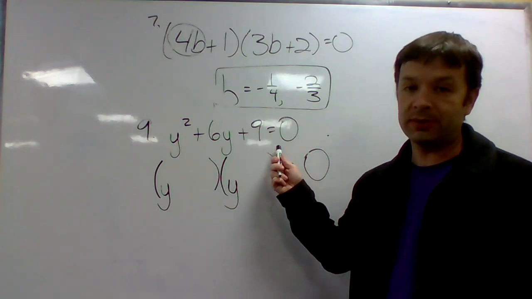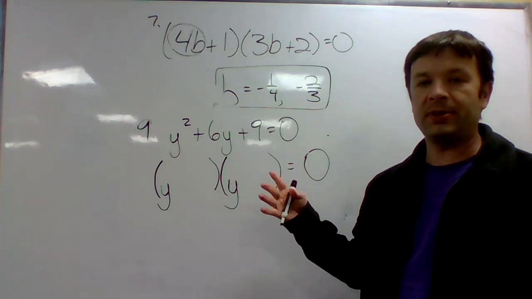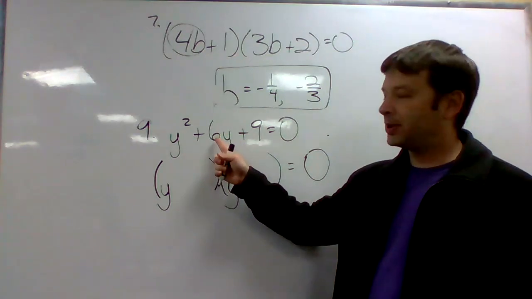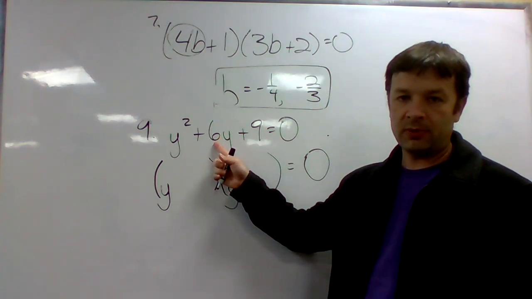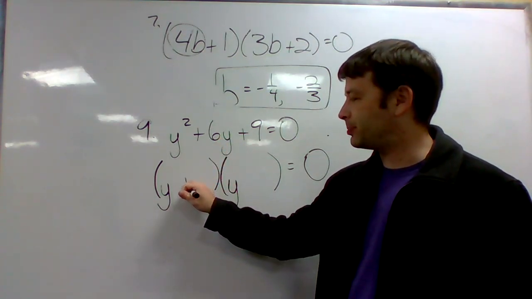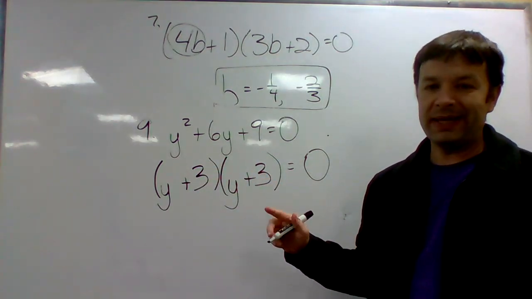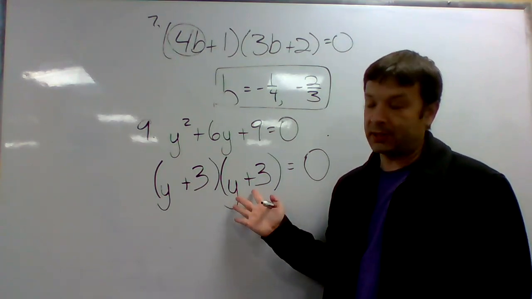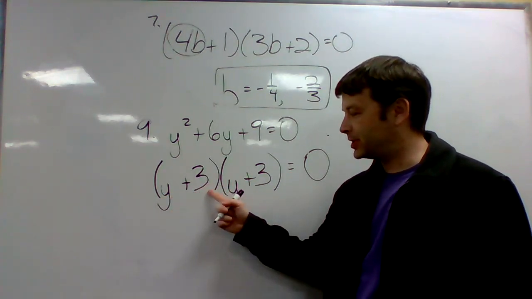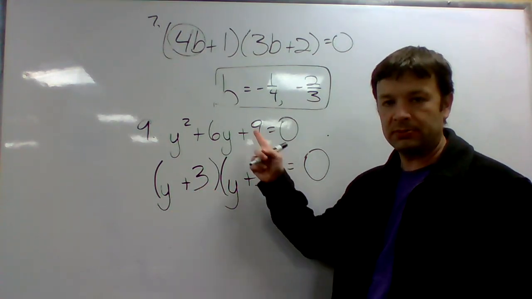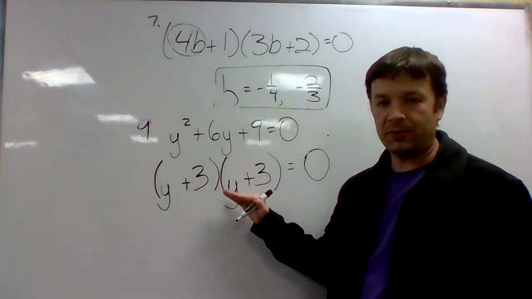So what times what equals 9? Well, 3 times 3 or 9 times 1. But 3 and 3 are what add up to 6. So what we did was we put positive 3, positive 3. Okay, now that we've factored it, that's the end. If we FOIL this together, guess what we'll get? This thing. We're not FOILing, we're stopping here.